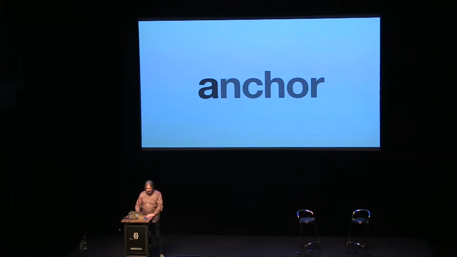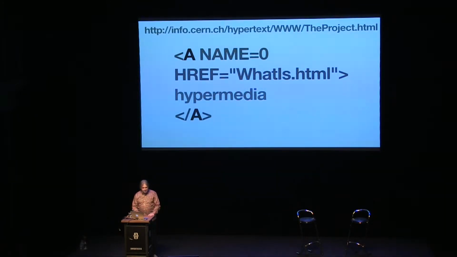Let's take a look at the very first A element in the very first web page at the very first URL. Now, this looks pretty familiar to us today. There's an A element with opening and closing tags and some text in between. And there's an href attribute for the destination. But there's also a name attribute. Now, this has since been deprecated. Now we can just use an ID attribute on any element.